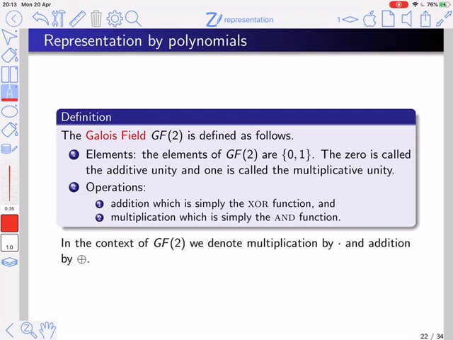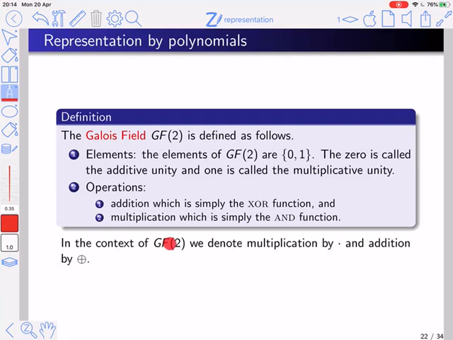So, the Galois field G of 2 is defined as follows. It is a field over the elements 0 and 1, so it has just two elements. This is why it's called G of 2. The 0 is often called the additive unity, and 1 is often called the multiplicative unity. The operations over this field are addition and multiplication, where addition is simply the XOR function, and multiplication is simply the AND function.